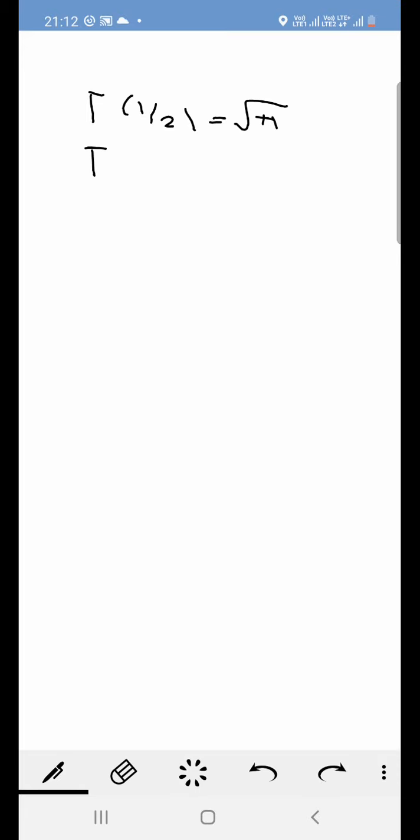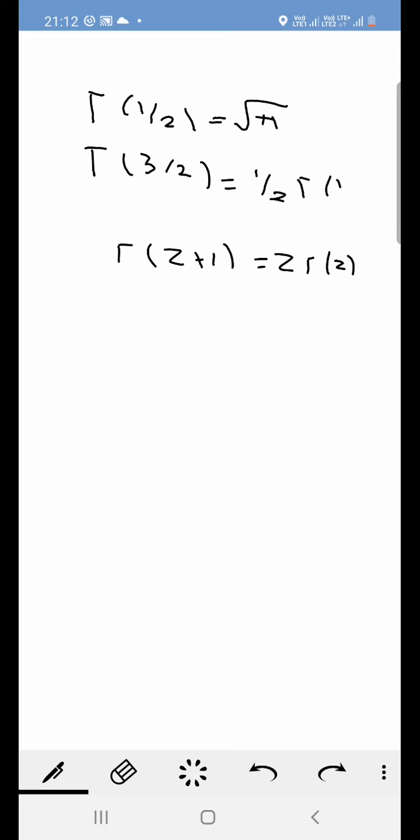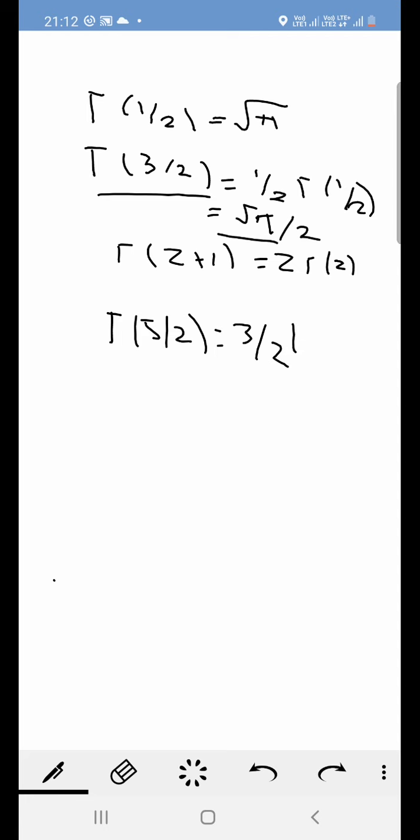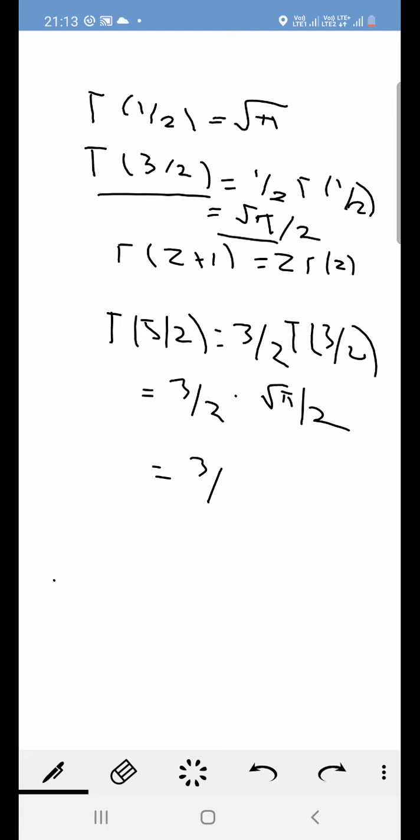So what will be gamma 3 by 2? Now we know the relation gamma z plus 1 is equal to z gamma z. So gamma 3 by 2 will be equal to half into gamma 1 by 2, which is equal to root pi by 2. So gamma 3 by 2 is equal to root pi by 2. Similarly, gamma 5 by 2 will be 3 by 2 gamma 3 by 2, which is 3 by 2 into root pi by 2, that is 3 by 4 root pi. So this is the value of gamma 5 by 2.